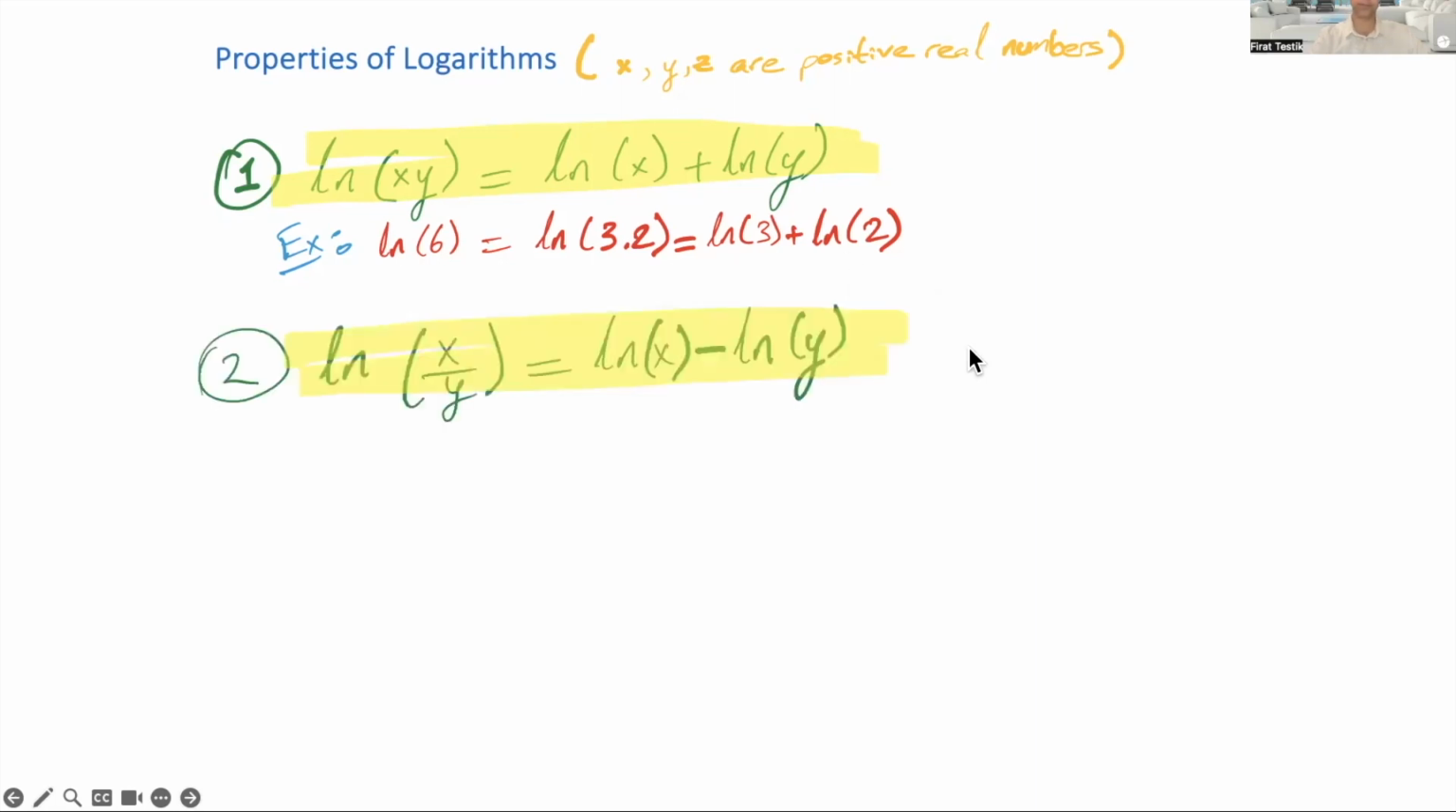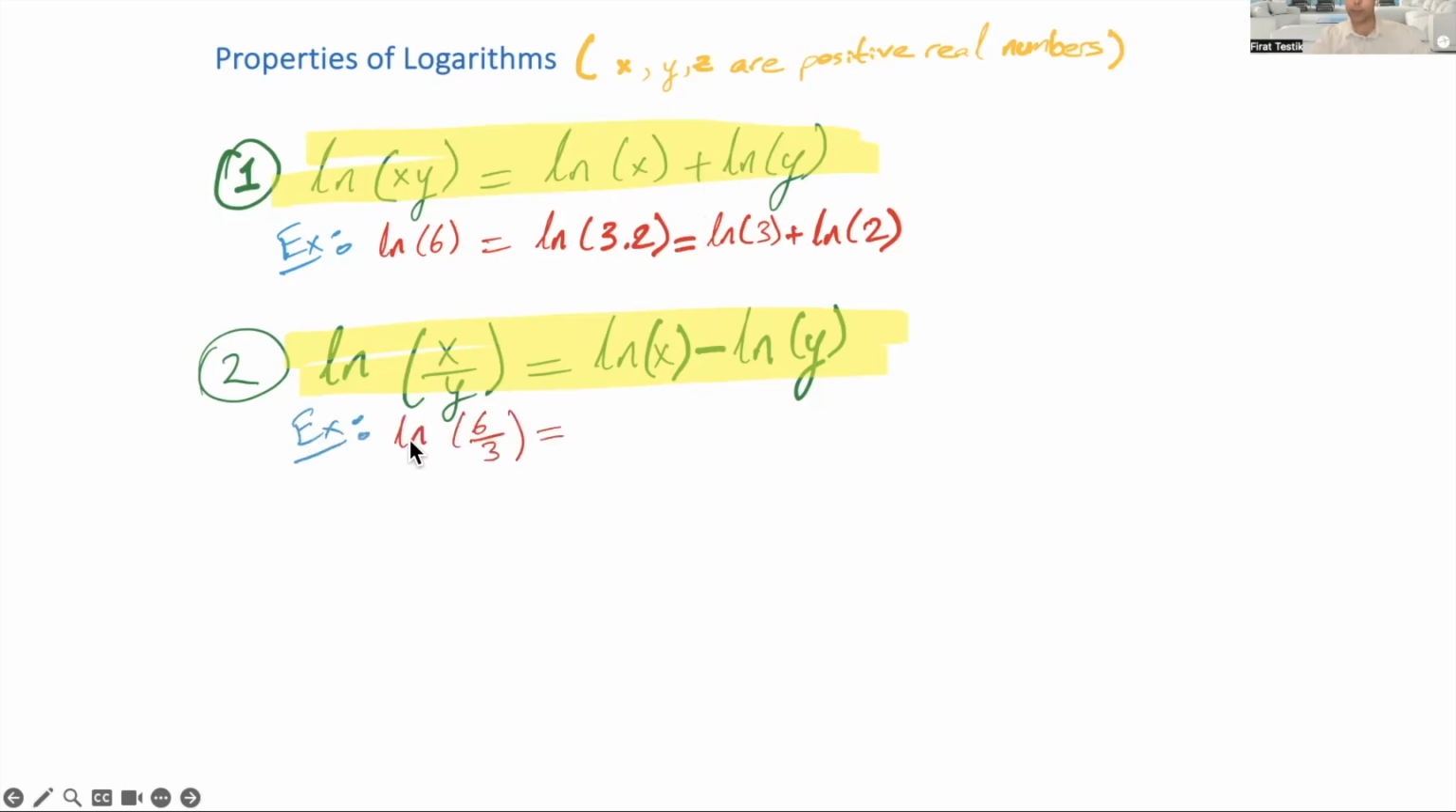All right. As the second property, natural logarithm of x over y can be written as ln of x minus ln of y. Since y is in the denominator, note the sign here, it is negative. It is not positive as in property 1.